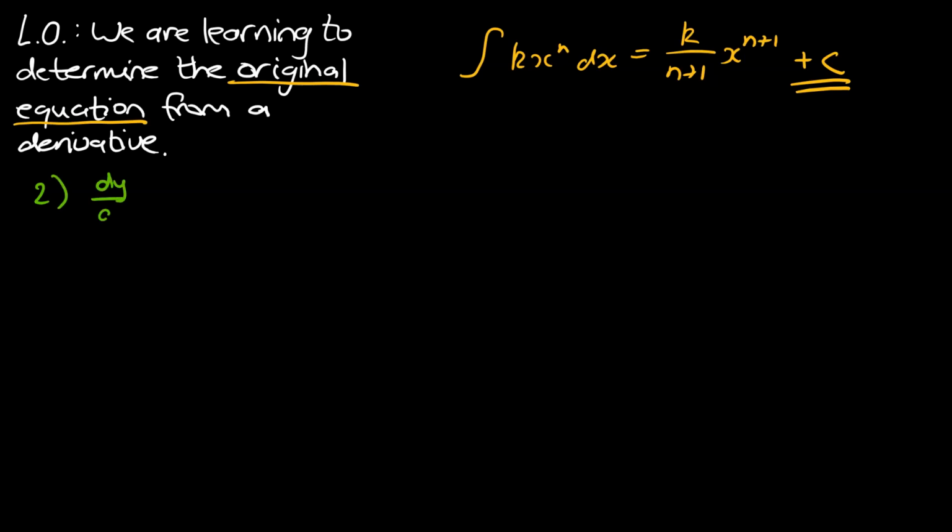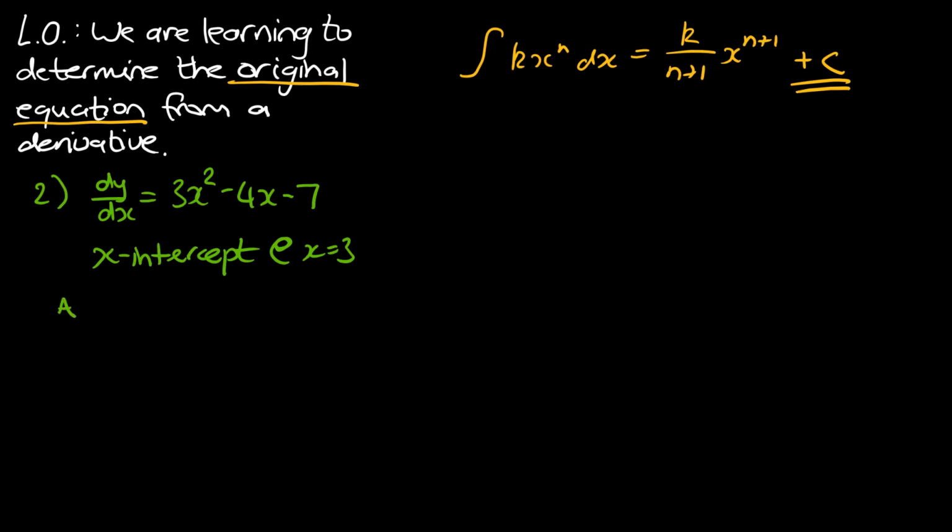So if we know dy/dx is equal to 3x squared minus 4x minus 7, and we also know it has an x-intercept at x equals 3, what would the original equation of this graph be?